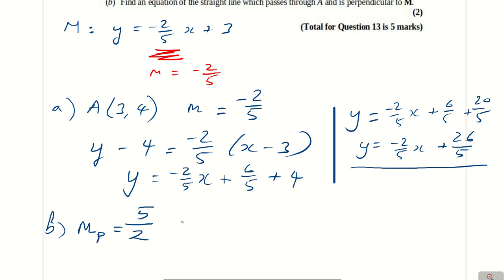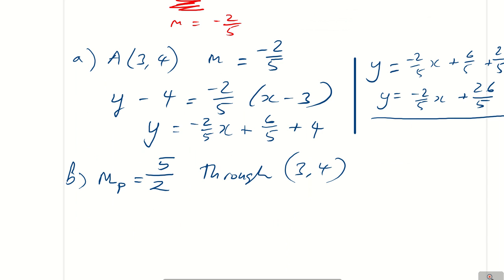And it also goes through A, so it also goes through the point 3, 4. So we do the same as before, so we're going to have y minus 4 equals, this time the gradient's 5 over 2, lots of x minus 3. And if we want it in the same form as before, we're going to have to multiply out the bracket and add on 4 to both sides.